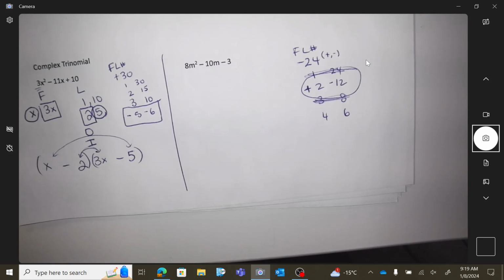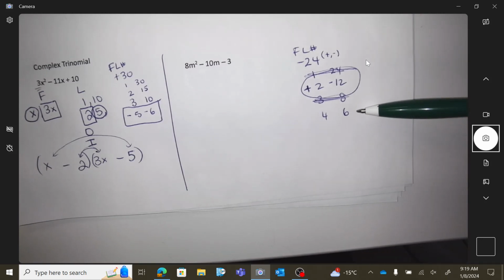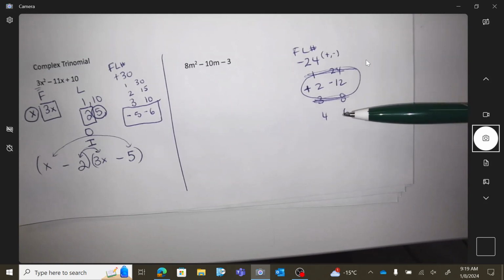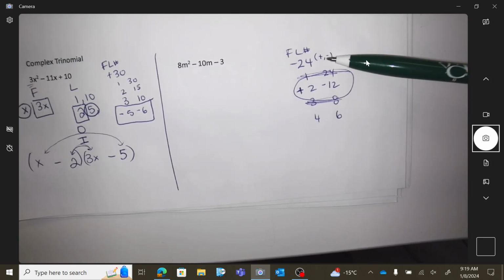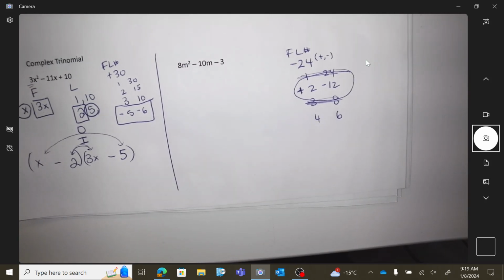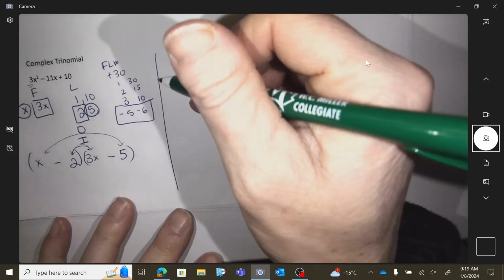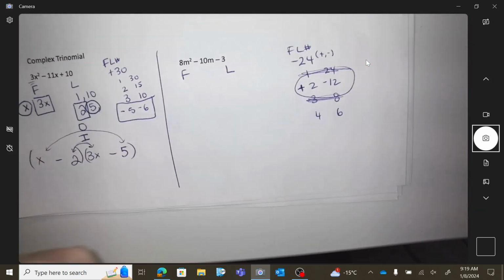Okay, so this would have been a tricky question because some people might have picked the 4, 6 and done a negative, but then, hey, don't forget, that's not making a negative 24 if you do 2 negatives. So it was close, but the wrong pick. Okay, so give me your F options, give me your L options.